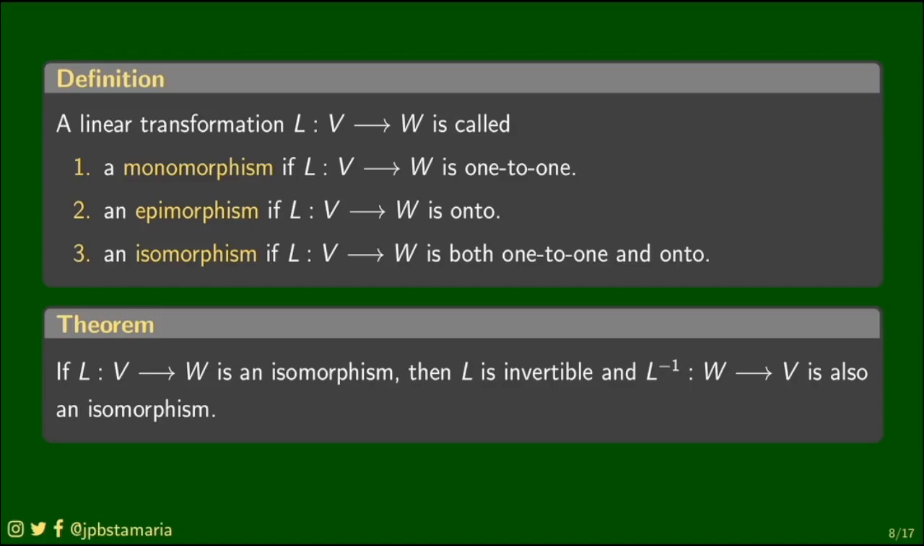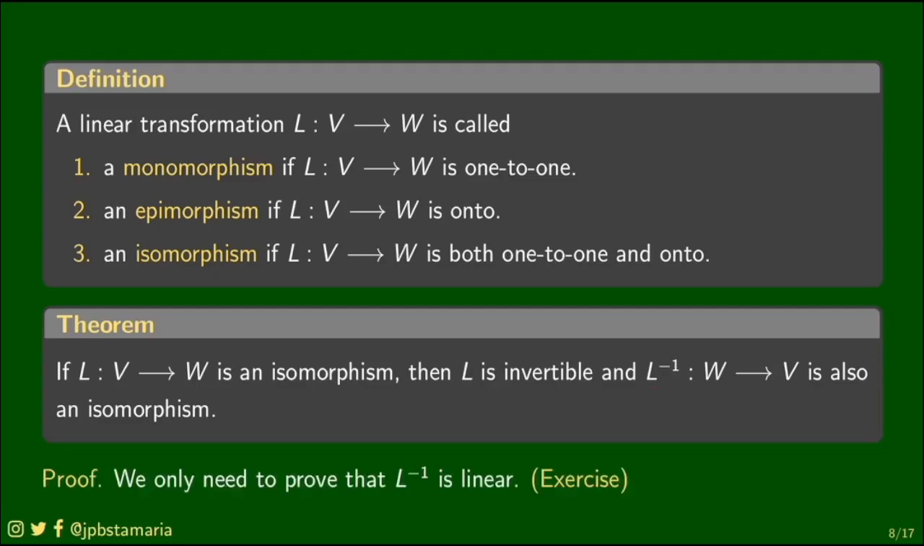The following must follow from the previous discussion, no? That if L is an isomorphism, it has an inverse which is a function, and it turns out that the inverse is also an isomorphism because it's also a bijection, right? Here, to prove this, you only need to prove that the inverse is linear. When you say that the inverse is linear, it means the inverse satisfies the two axioms for a linear transformation, and that is kind of easy to check. I'm leaving that to you as an exercise.